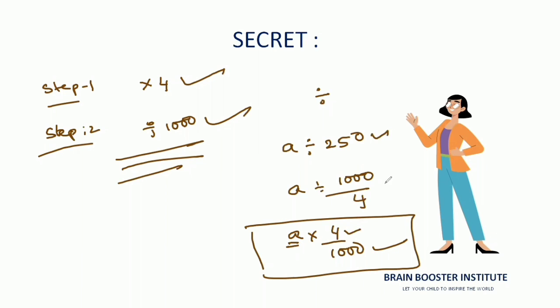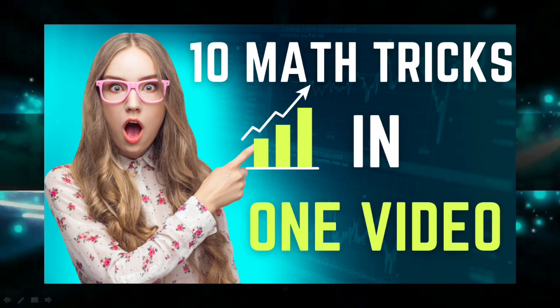250 is able to be written as 1000 by 4, because 1000 is an easier number. Division of a number by another number is nothing but multiplying the number with the reciprocal of the other number. So I'm taking the reciprocal of 1000 by 4, that is 4 by 1000. So what we can understand, my students and friends, is that the number is multiplied with 4 first, and later we divide by 1000, that is step 2. Got it? This is the secret behind it. So that's all for this lesson. Let us go to the next lesson.